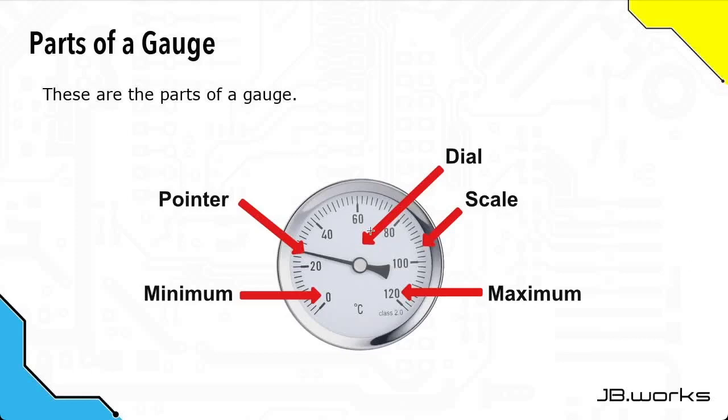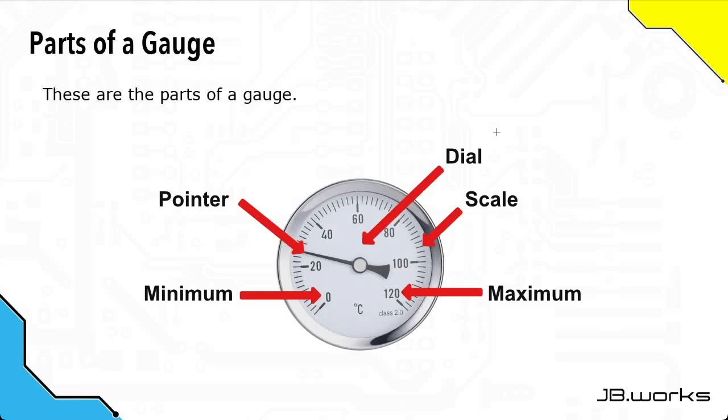Next, let's look at the parts of a gauge or a dial. You have a round face, and here we have the scale that goes around the outside. On the left-hand side, you generally have the minimum, which in this case is 0. On the right-hand side, you have the maximum, so that's 120. That shows you the range of values that this dial or gauge is capable of displaying. Then the next thing you have is the pointer, which is this arrow or stick here, and this indicates the current value being displayed by the gauge.